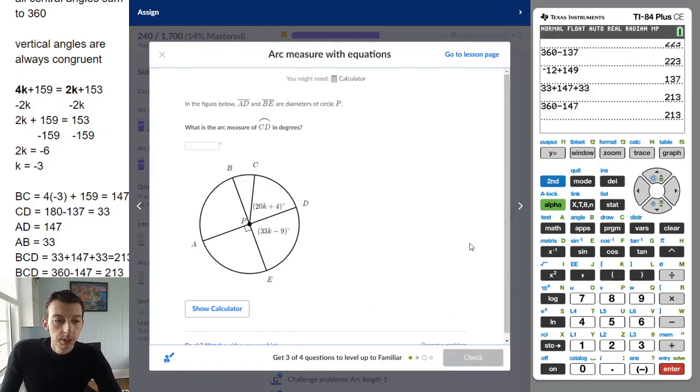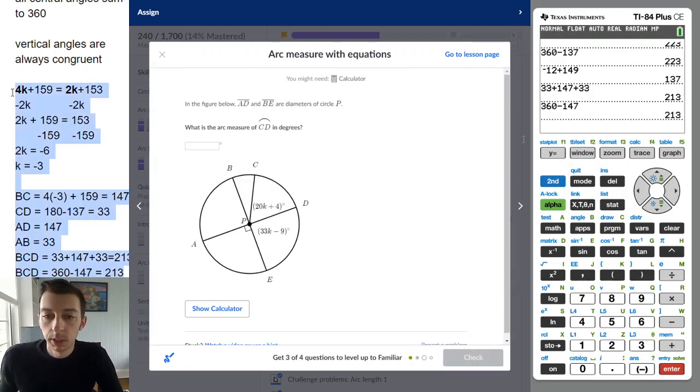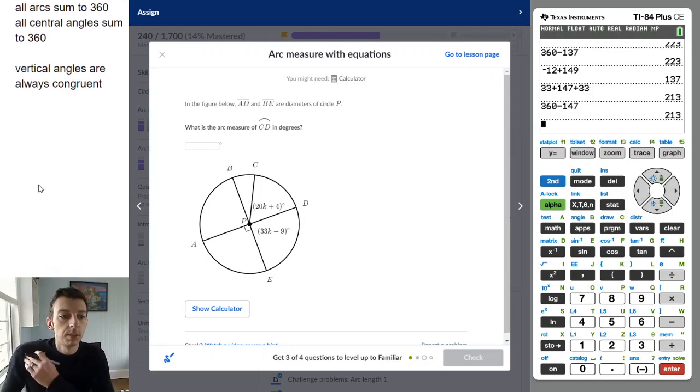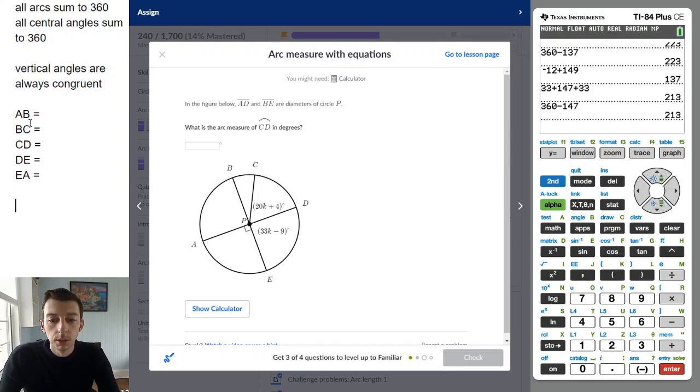All right, next question. So let's clear out our work here. So it says in the figure below, AD and BE are diameters of circle P. So again, diameter means it cuts it into a nice 180 degree arc. So again, I'm going to list out all of my arcs. We're going to find everything. AB, BC, CD, DE, and EA. So the ones that I know that this is a right angle right here. So AE I already know is 90.